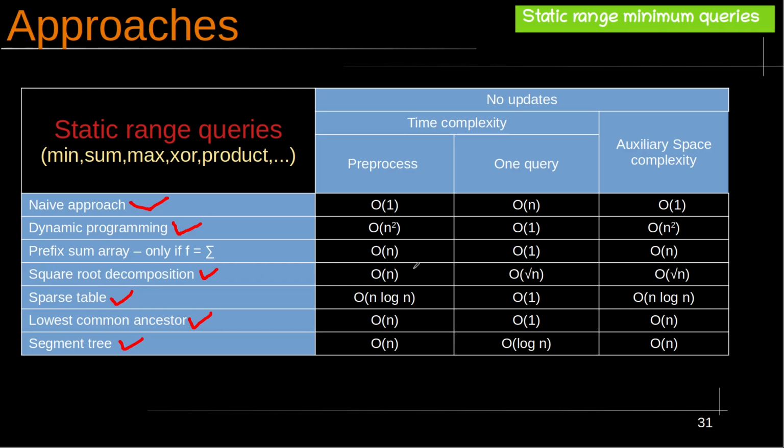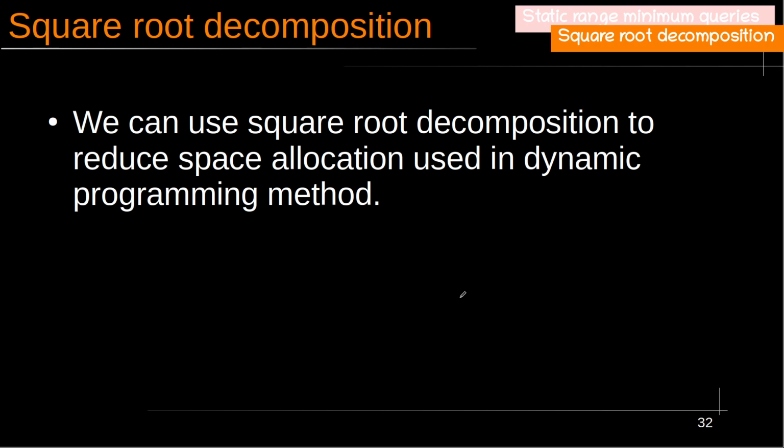As you see here, the space complexity is O square root of n, where n is the size of the original array. The time complexity: we have to build an array in big O n, and one query costs big O square root of n. The goal of using this approach is to reduce the space allocation used in the dynamic programming method.